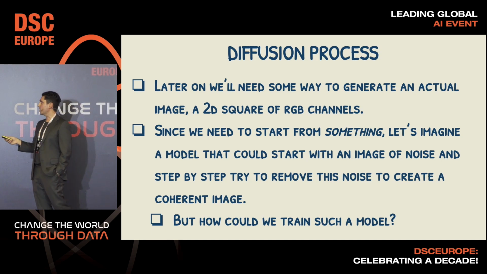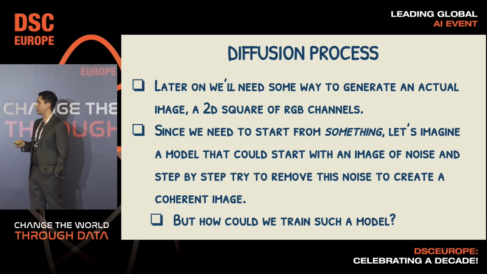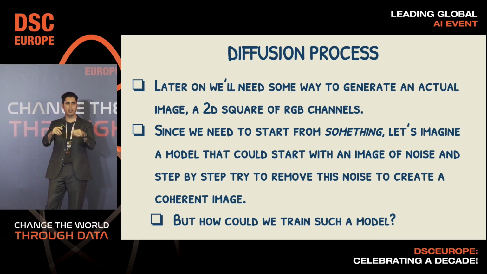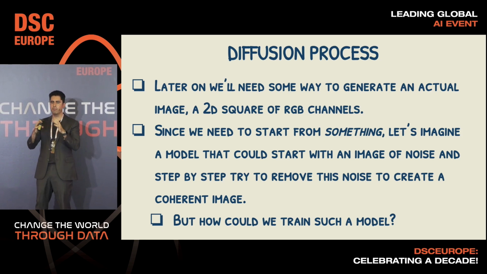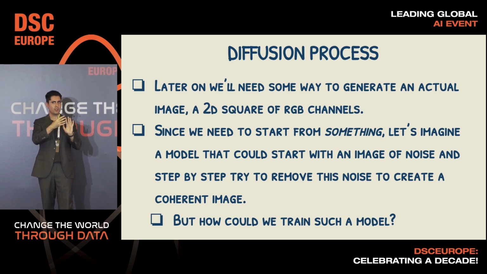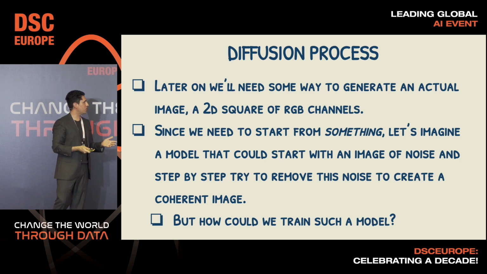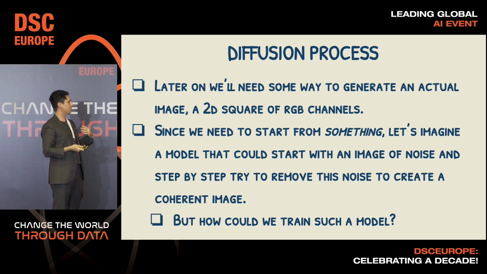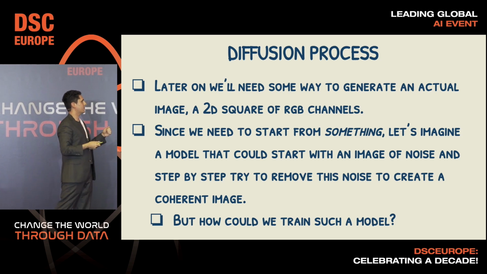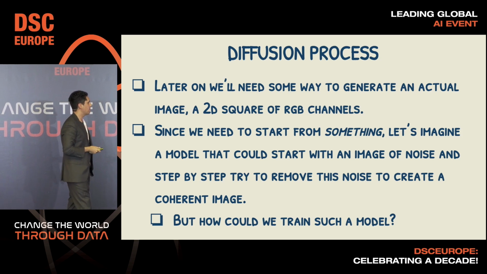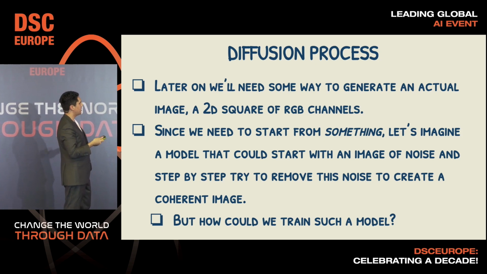So later on, we're going to need some way to generate an actual image. From our perspective, that's a 2D square of red, green, and blue channels. Technically speaking, it's a 3-dimensional matrix, right? Because you have one dimension for red, green, and then blue. But in general, we need to start from something, and then make it into the correct image. So what we could start with is an image of noise.